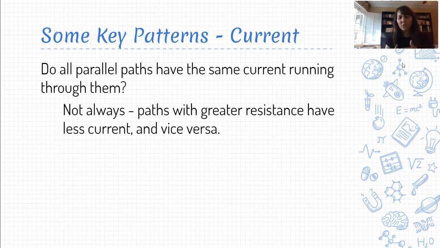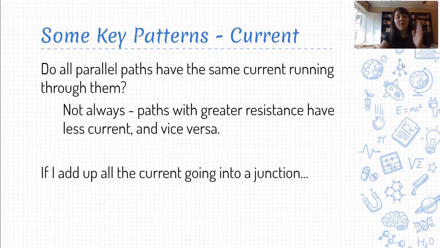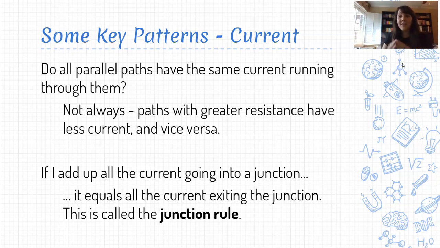Kind of like those grocery store checkout lines. If you've got a slower checker, kind of like a greater resistor, fewer people will go into that line, but some still will. Right? Now, if I consider a junction where current is splitting up, right? If I take all the current that's going into the junction, it had better be true that that's equal to all the current that's coming out of the junction.